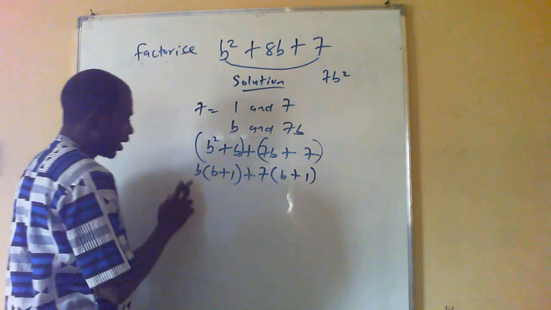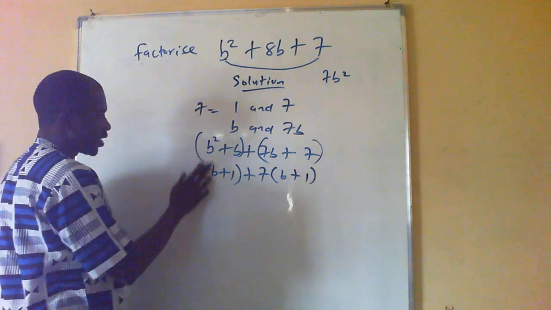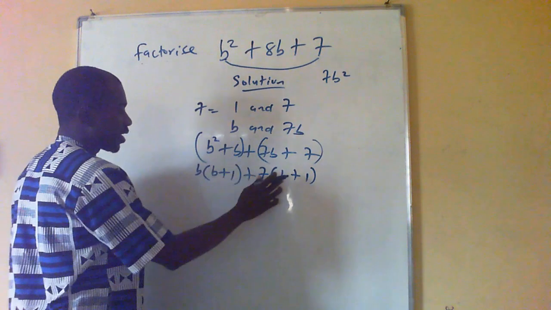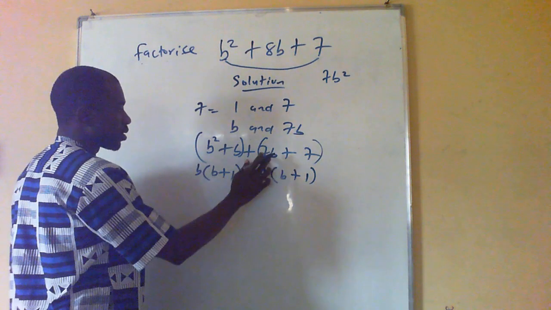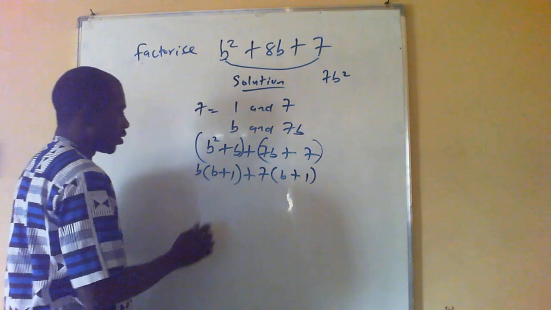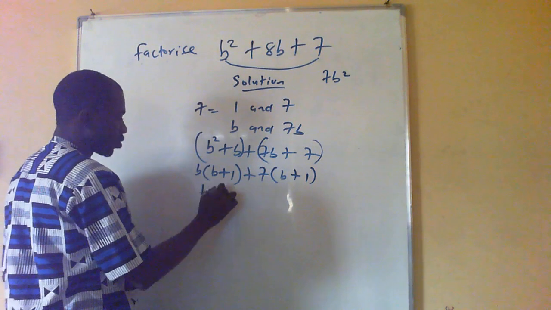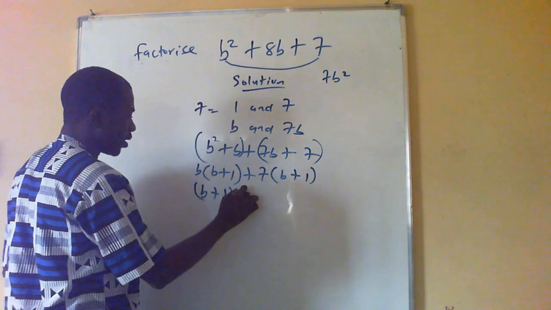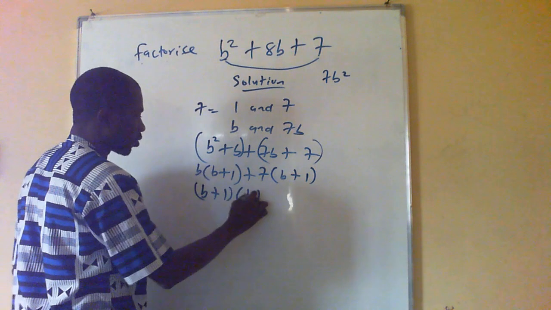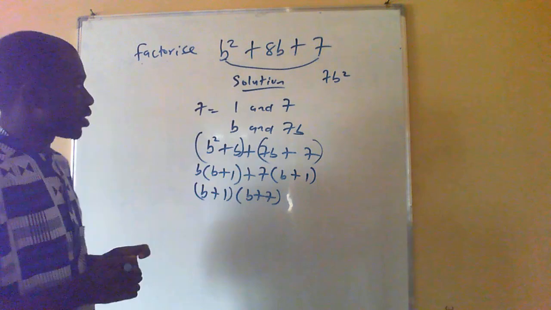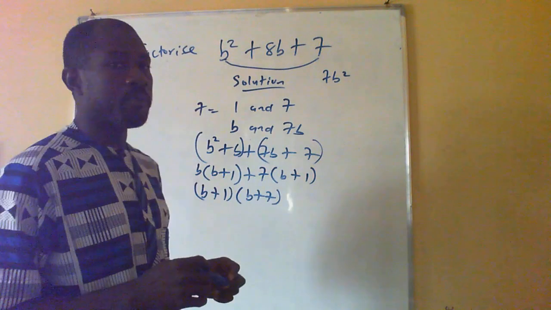Again, if you multiply it by this, you get b squared. If you multiply b with 1, you get b. 7 times b is 7b. Then 7 times 1 gets 7. So you factor this one out, you get b plus 1, close bracket, open bracket, b plus 7. So now the solution to question number 4 will be this.